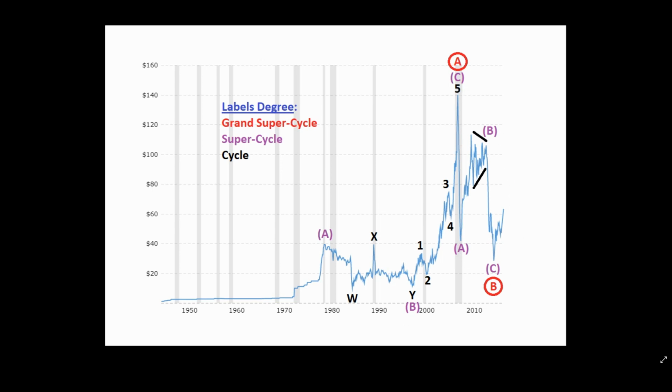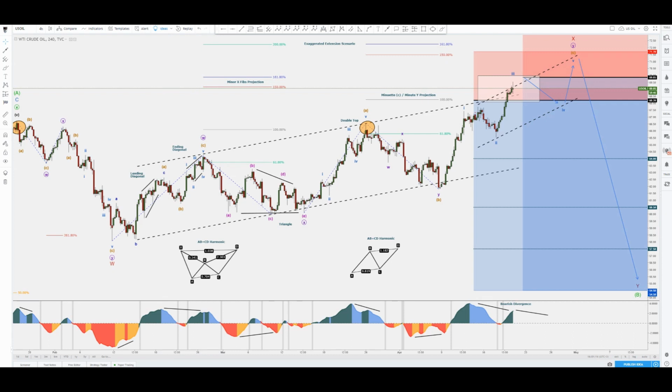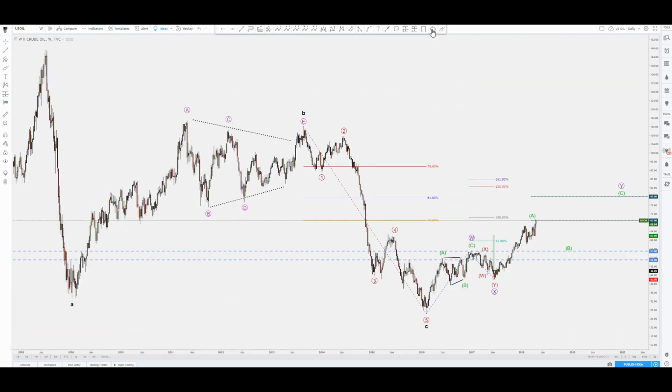So what I'm going to do is focus right here on this entire drop that started. Let me go to the weekly chart right here. And as you can see, I'm labeling the fall from 2008 until 2009 as an A wave in a cycle degree. So wave A, black, is the cycle wave.